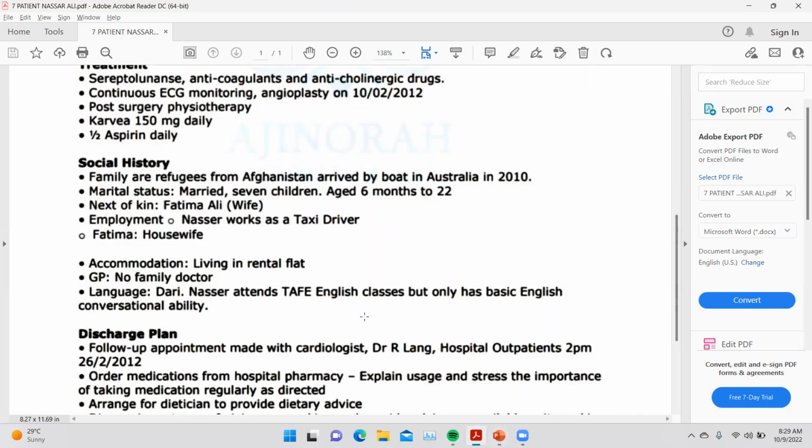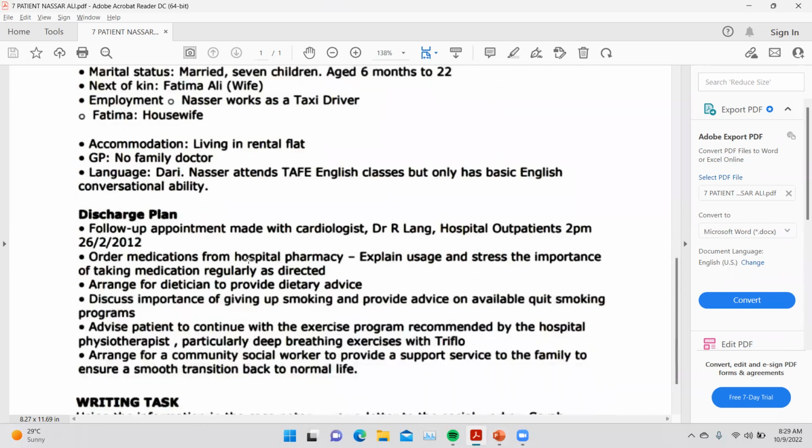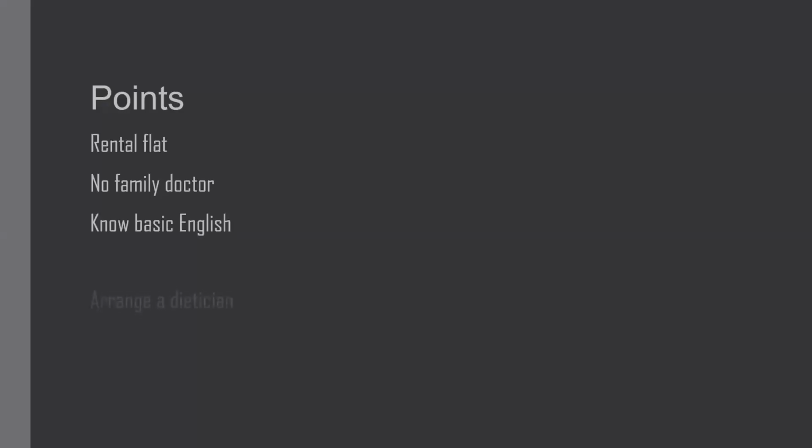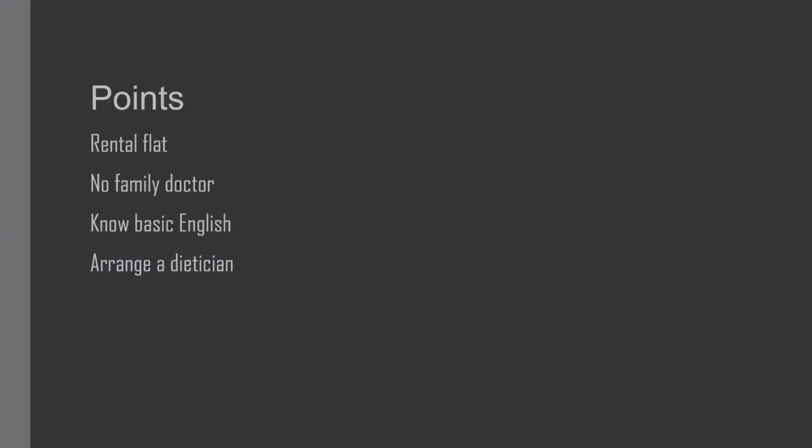And the discharge plan, we can check here. Follow-up appointment with the cardiologist: definitely, the social worker is not going to do that one. Order medication, no need. Arrange a dietitian to provide dietary advice. Yeah, that we can do. Arrange a dietitian to provide dietary advice. And the next one: discuss the importance of giving up smoking and provide advice on available quit smoking programs. This is a needed one, right? Okay, so we are including that point, quit smoking program.